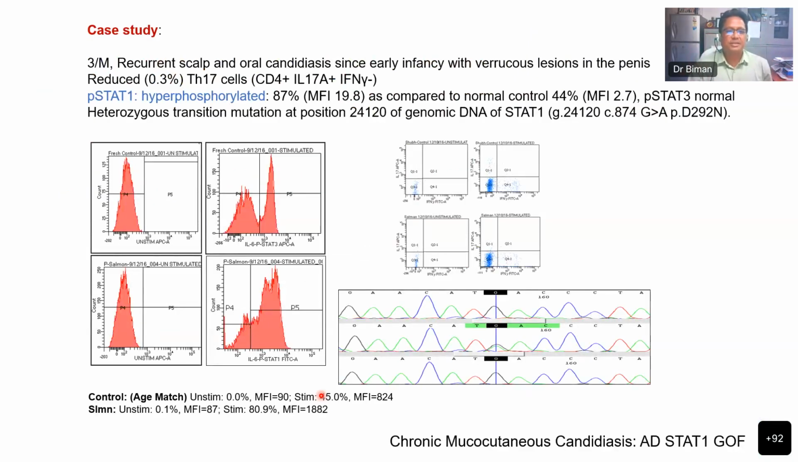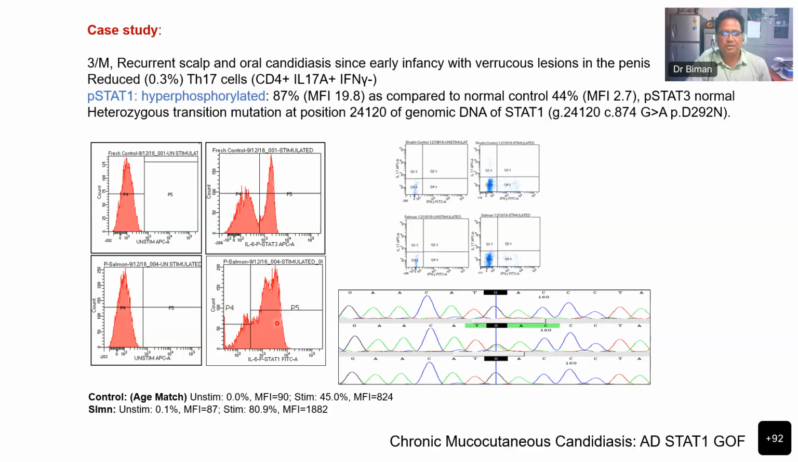So another case study: a 3-year-old male presented with recurrent scalp and oral candidiasis in early infancy and verrucous lesions in the penis, and Th17 cells were low. Okay, and when we did the phospho-STAT1, it was hyperphosphorylated. So STAT3 and STAT1 are opposite in action. As I said, STAT3 deficiency will lead to candidiasis. Similarly, STAT1 hyperactivity will also lead to candidiasis. So this is a STAT1 gain of function mutation. As you can see, even the flow cytometry shows that the STAT1 is overactive here. It's more than the control here.